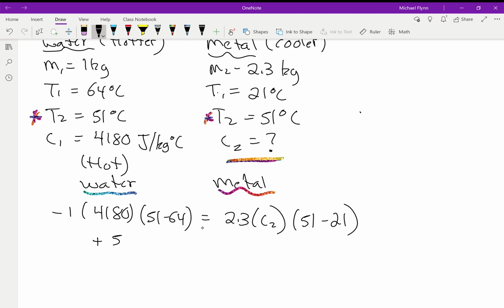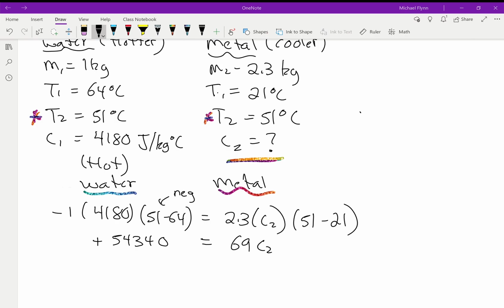Equals, okay, that's going to be 30 degrees temperature gained by the metal. So 2.3 times 30 on that side. 2.3 times 30 is 69. And of course, my variable C2. Now, it turned into a positive because this was negative. A negative times a negative is a positive. See, both sides have to be positive, okay? And that's why that negative sign is there.